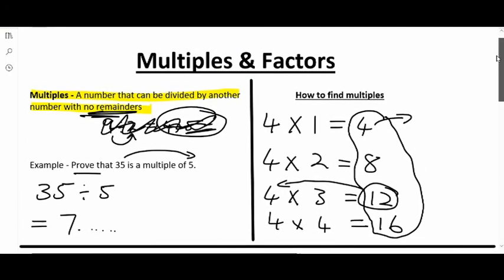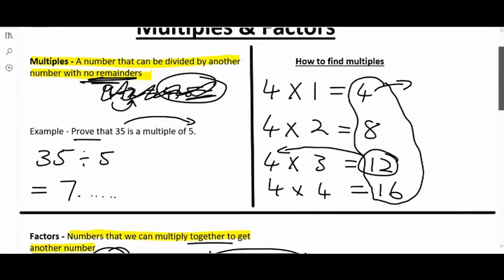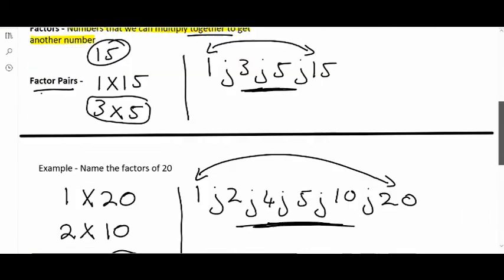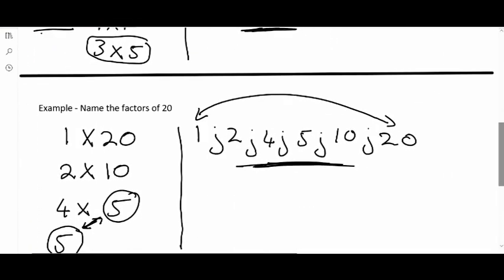To conclude, multiples are generally the bigger numbers. If you take 4, for example, all of its multiples are bigger than itself. Factors are usually the smaller numbers. If you take the factors of 20, 5 is smaller, 4 is smaller. You can kind of see a pattern here. Okay, cool.